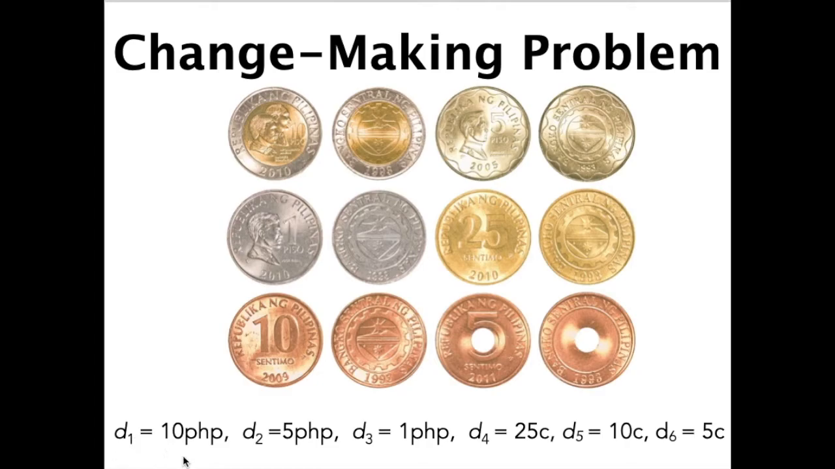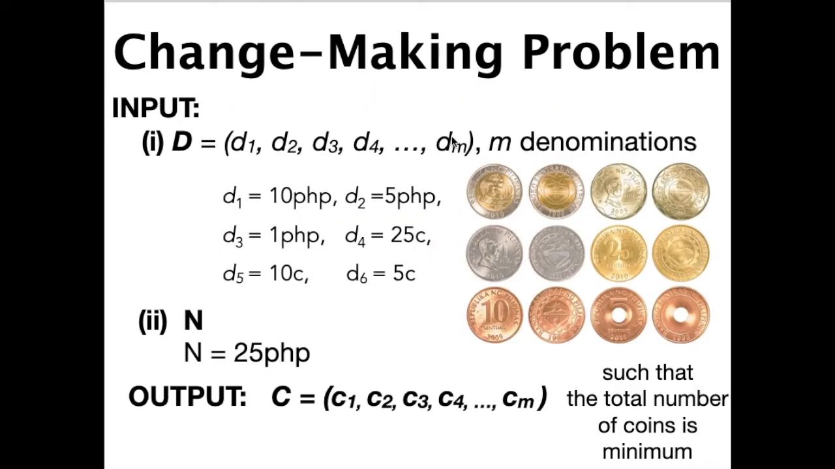So most of the countries have this set of denominations. And it's so good because the greedy algorithm for the change-making problem only works for the normal denomination. So let's try to look at one example with a normal coin denomination. So we have d sub 1 to d sub m, where generally we can have m denominations. In this example, we only have 6 denominations. That's from 10 pesos to 5 cents.